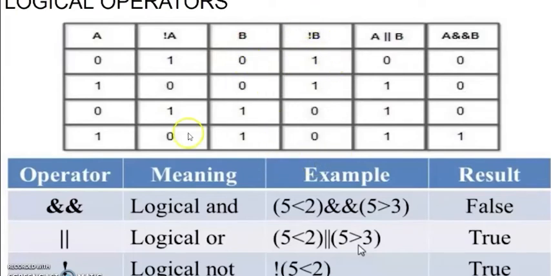And further going on, let's take an example. 5 less than 2 and 5 greater than 3. 5 less than 2 is false and 5 greater than 3 is true. So false and true gives false for logical AND. False or true gives true for logical OR. And the NOT of false gives true as a result for logical NOT.